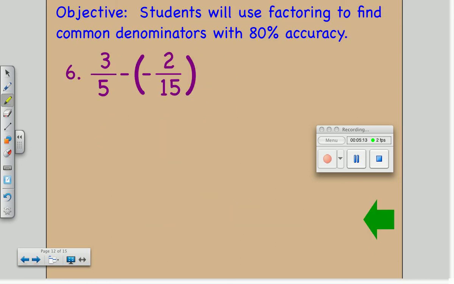Number 6, try to do this one on your own first, so please pause the video and work on it.